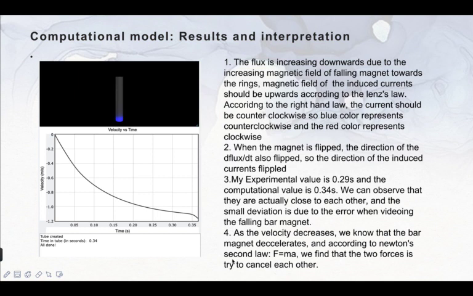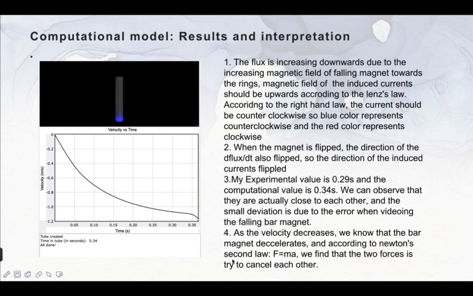So blue color represents counterclockwise and red color represents clockwise. When the magnet is flipped, the direction of the rate of change of the flux is also flipped, so the direction of the induced currents is also flipped. My experimental value is 0.29 second and the computational value is 0.34 second. We can observe that they are actually close to each other, and the small deviation is due to the error when videoing the falling bar magnet.